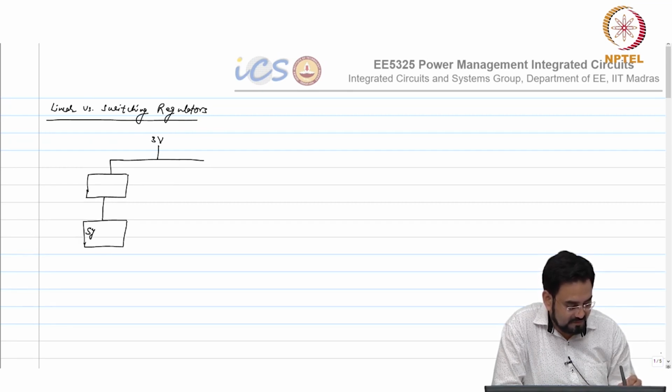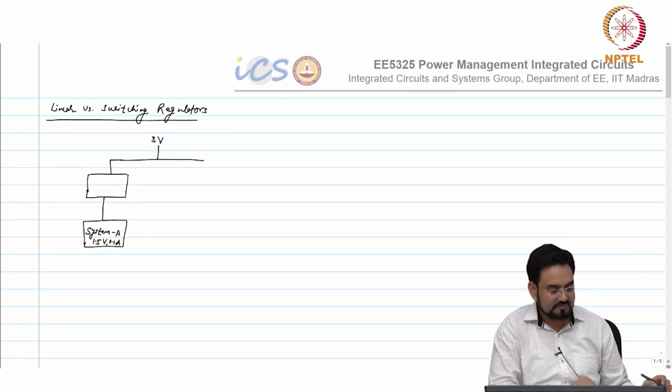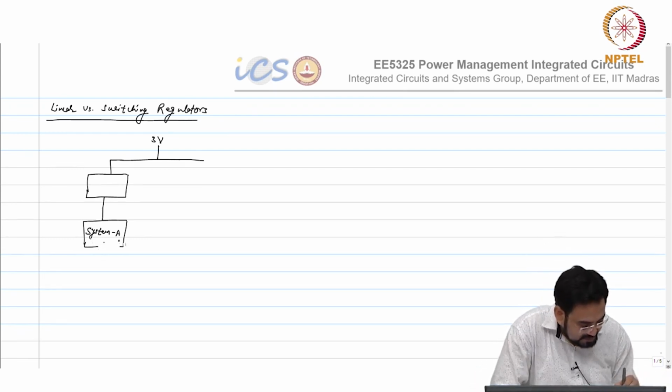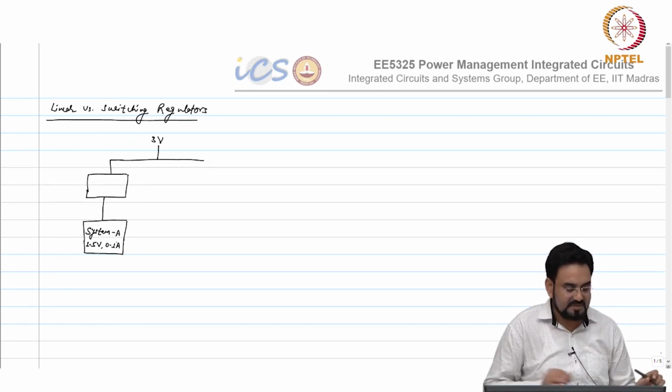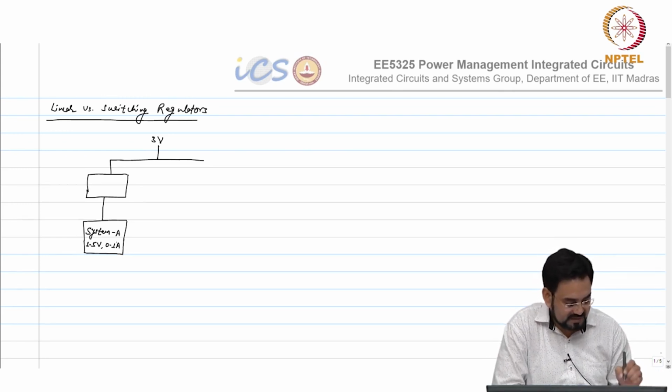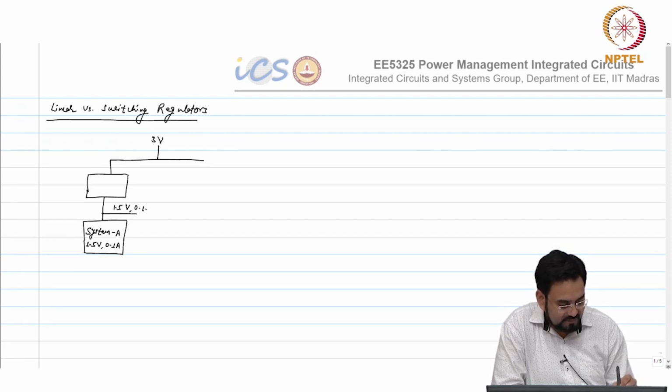Let us say I have a system A which requires 1.5 volt and 0.1 amp, which means the input supply for this system is 1.5 volt, 0.1 amp.